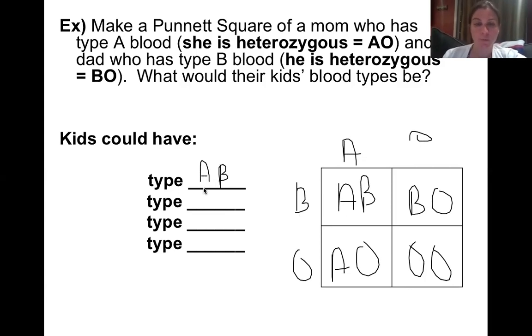If mom is AO and dad is BO, there are 4 different possibilities that the children can be, which means each is 1 out of 4. So you have a 25% chance that the baby is going to have AB blood, 25% chance that they'll be AO, 25% chance that they'll be BO, and 25% that are OO. Just as a recap, A came down, B went over, B went over, O came down. Doesn't matter if it's OB or BO, same thing, same combination.